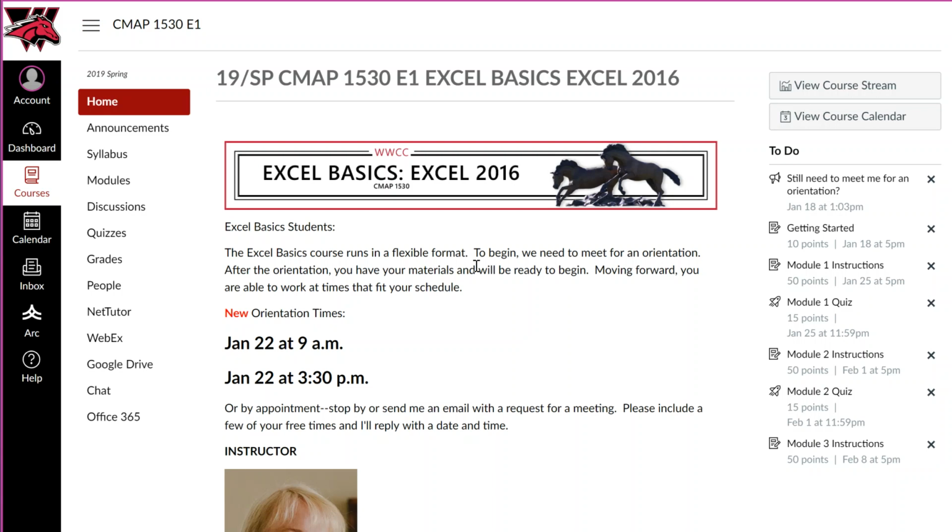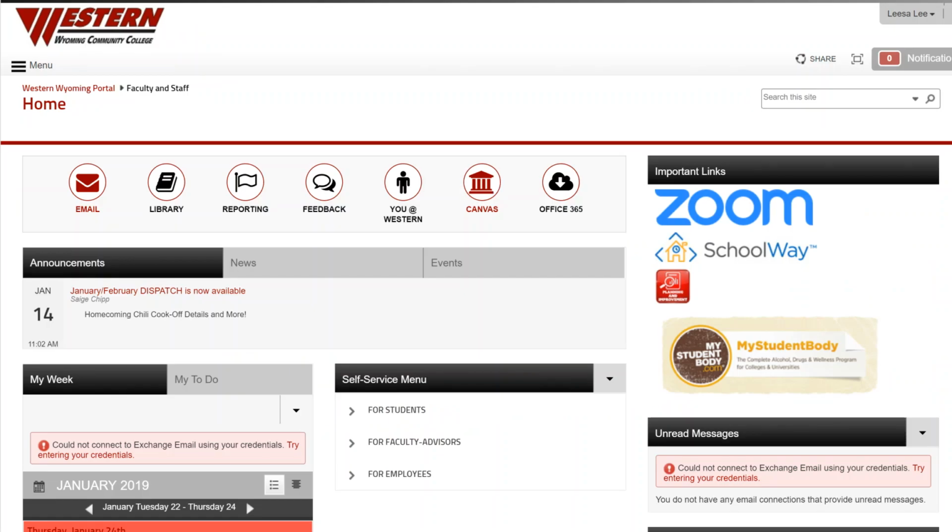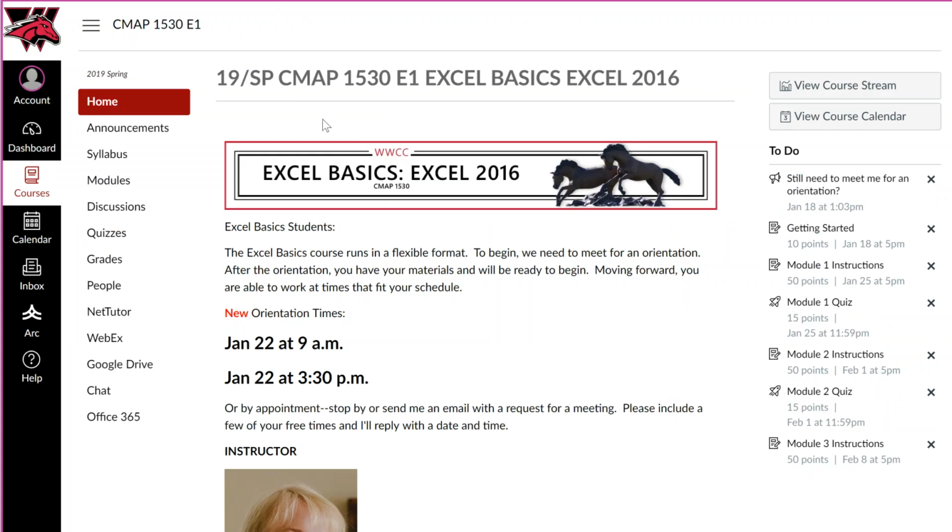All right, so we're looking at our homepage for Excel Basics. We're inside of Canvas, which to get to Canvas, I'm sure you know, but you log into My Western and then you click on the Canvas button. In here, normally you will check on the modules and the grades, and that's really about the two places you'll go the most. Today, to get started, we're going to click on the syllabus and we're going to talk about the syllabus.